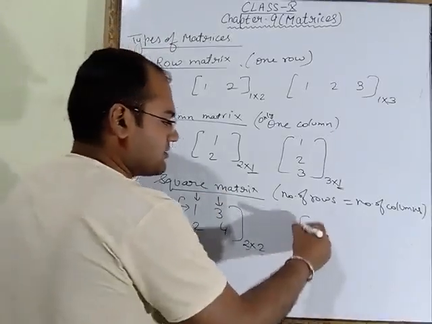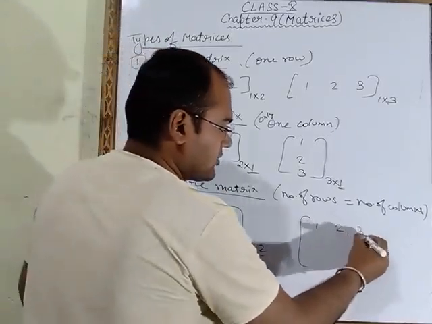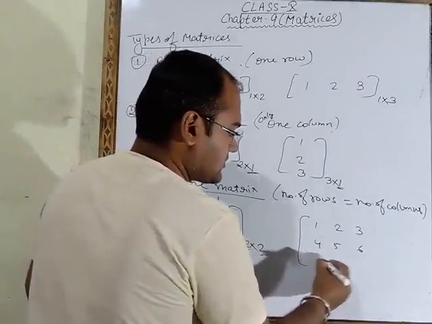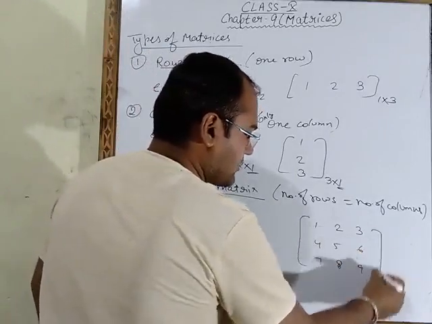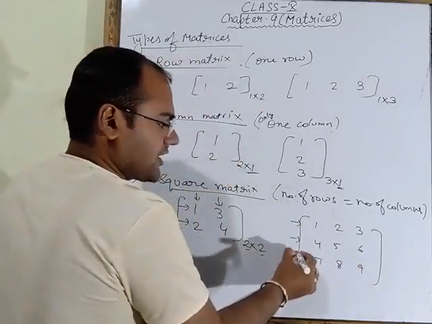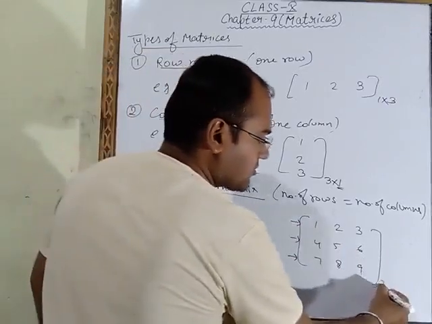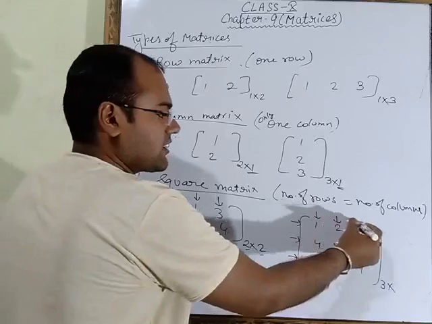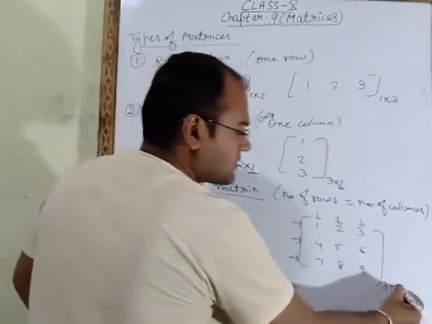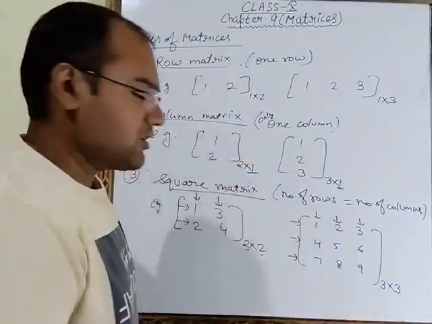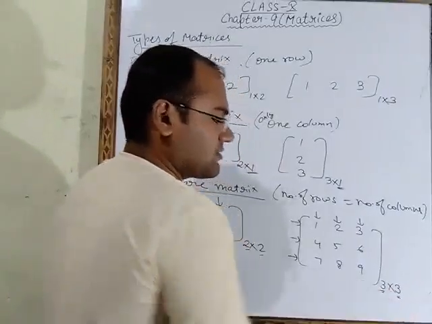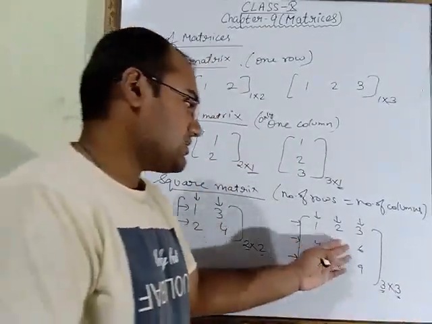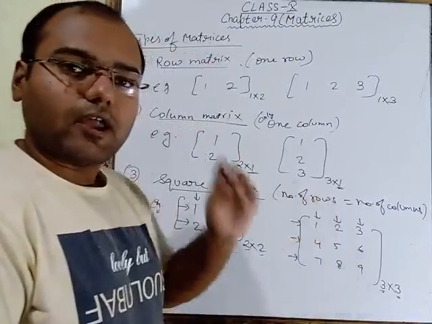One more example you see. 1, 2, 3, 4, 5, 6, 7, 8, 9. This is the first row, second row and third row. So number of rows is 3. Multiply columns: first column, second column and third column. So number of columns is also 3. So number of rows and number of columns are equal to each other. That's why this is also an example of a square matrix.